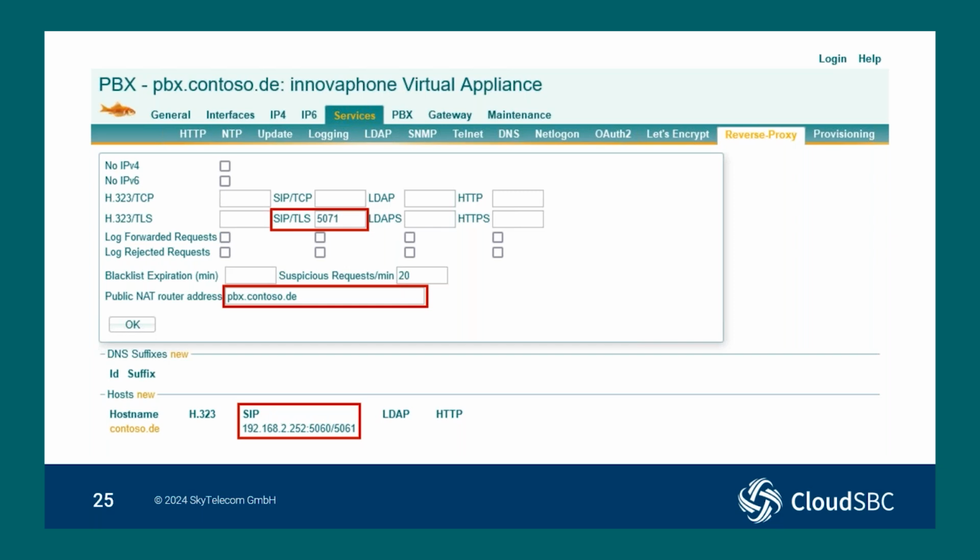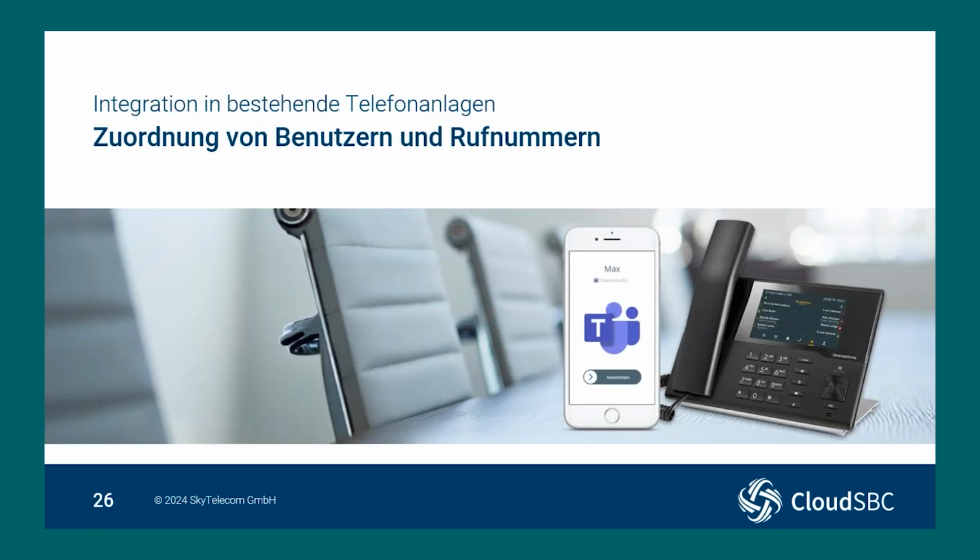Signaling and payload between Microsoft and CloudSBC is always encrypted due to Microsoft regulations, but from CloudSBC to your Innovaphone PBX, it's also encrypted. It's signaling encrypted via SIP TLS, and it's also payload encrypted. So the voice payload is encrypted via SRTP, and it's the port, the host name, and the forwarding to your phone system, which is configured in a reverse proxy. You of course need a port forwarding on your router or firewall, but that's it.